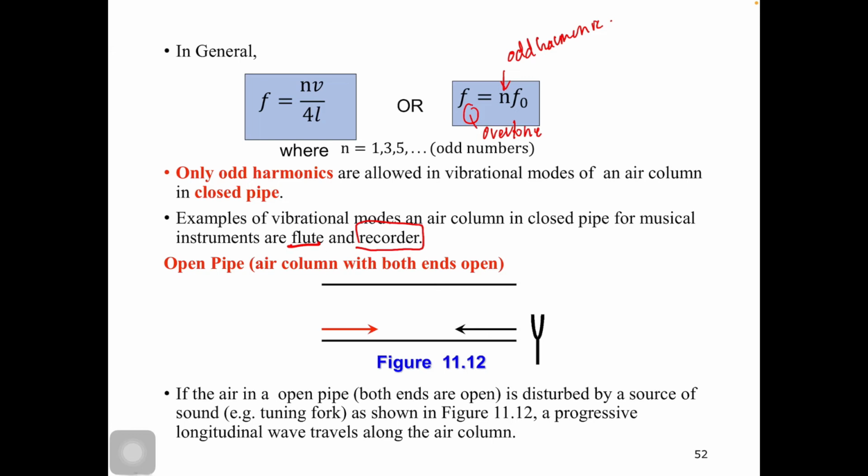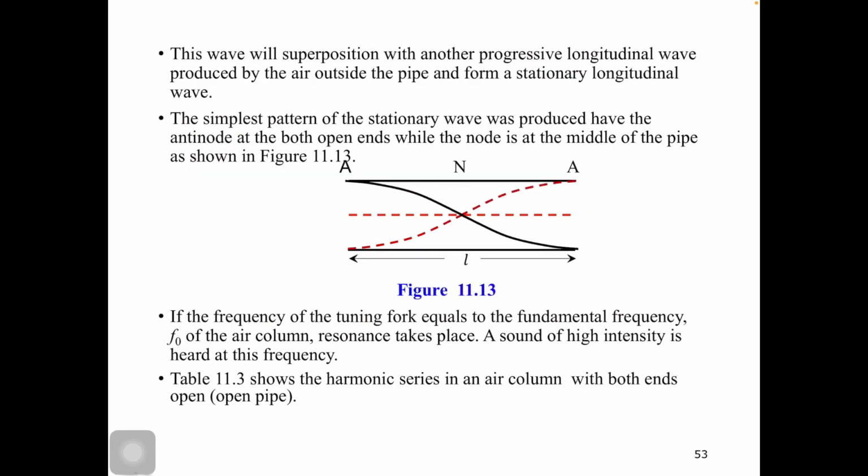You have tuning forks at one end, let's say ends A and B. At B there is a tuning fork. So the tuning fork will produce a sound wave, and the one at A is the wave from the air. So they meet. This wave with superposition with another progressive longitudinal wave produced by the air outside the pipe. So this is longitudinal. Remember, longitudinal is a disturbance front and back.